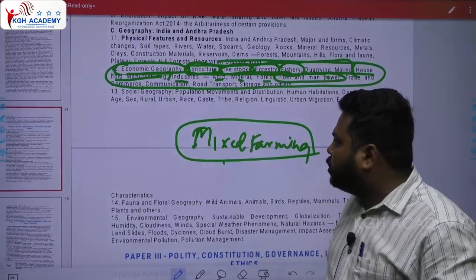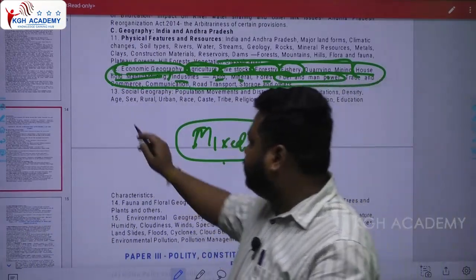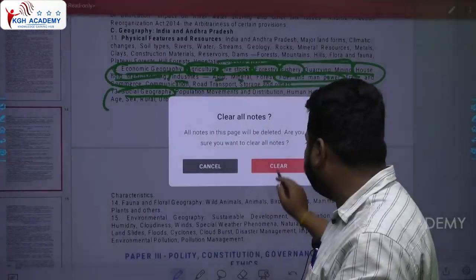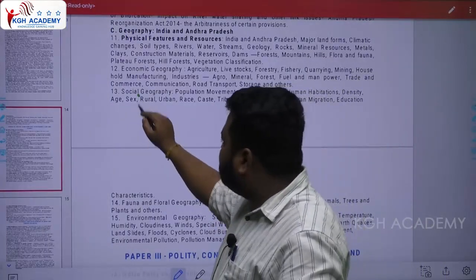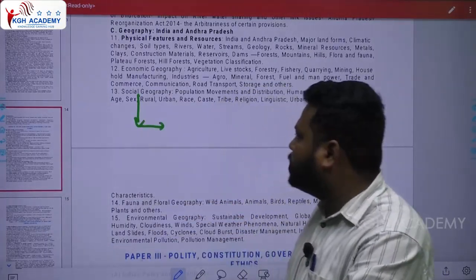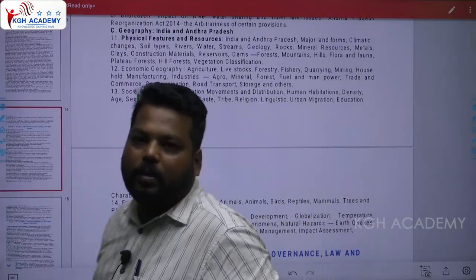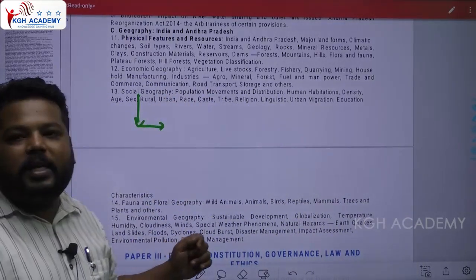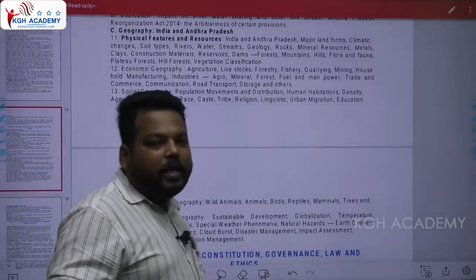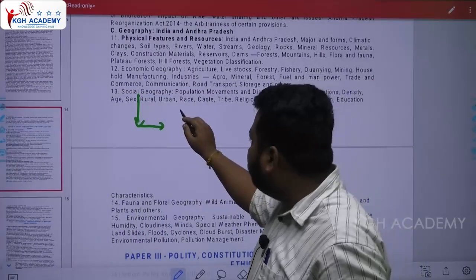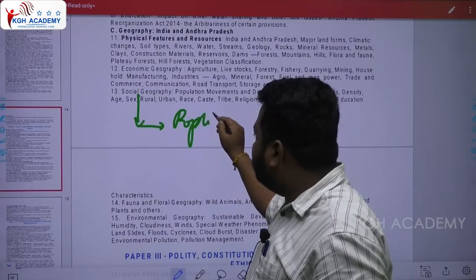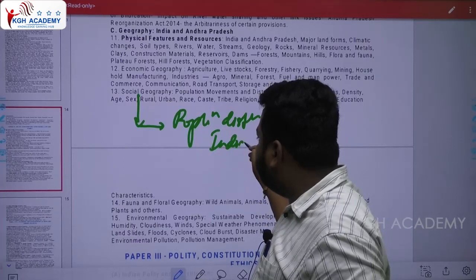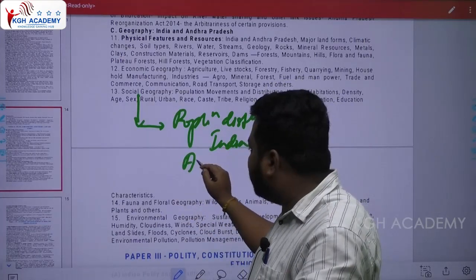Done. So if you come to the third chapter, it relates to social geography. The third chapter specially gives association with social geography. Done. So what is social geography? If you see the population movements and distribution, first we will be seeing population distribution in India. Along with that, we will be seeing Andhra Pradesh population.